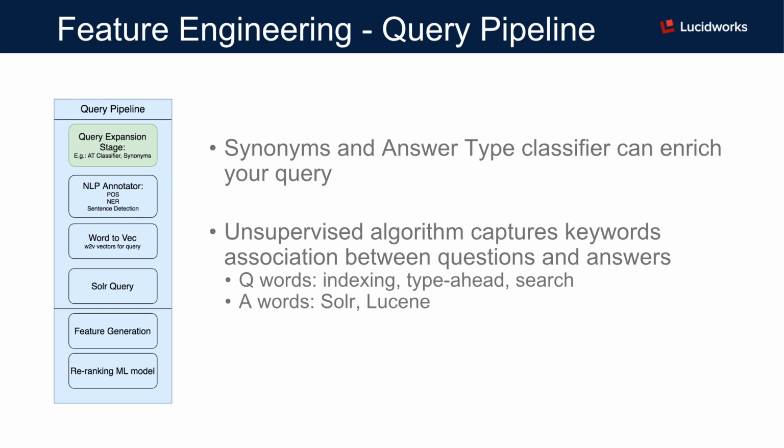We have a few more stages in the query pipeline. First of them is query expansion. It might leverage domain-specific synonyms and answer type classifiers to enrich incoming queries. We also developed an unsupervised algorithm that finds associations between the keywords in questions and answers using a model information store.